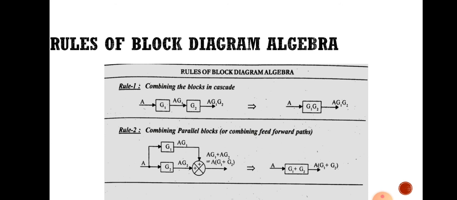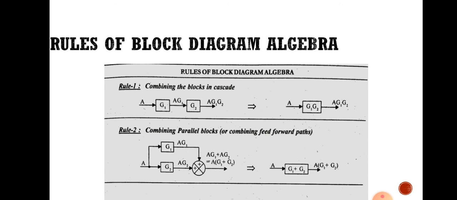combining the blocks in cascade, and here we are representing the system with two gains, that is G1 and G2. If the system has two gains G1 and G2, how can we combine these two blocks? When we combine these two blocks, the overall gain will be G1 G2, and if its input is A, the output will be A into G1 into G2.